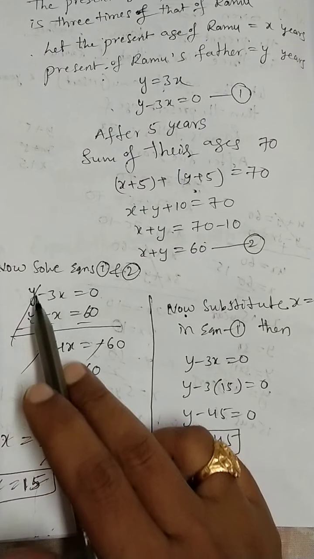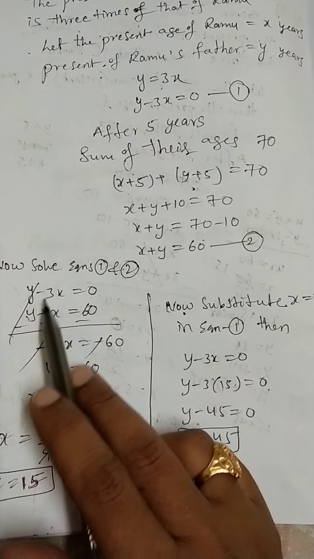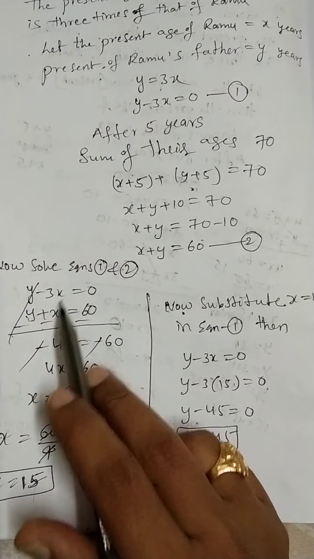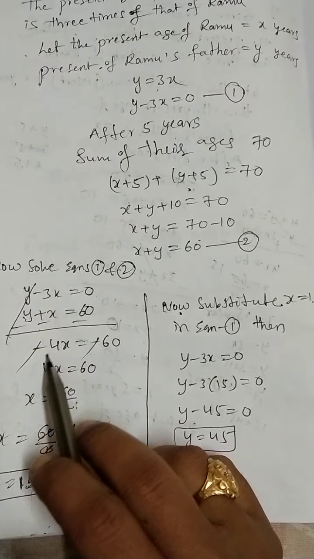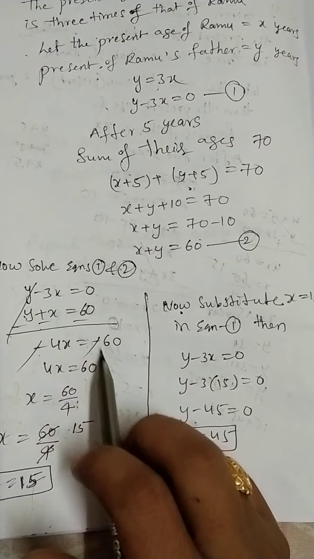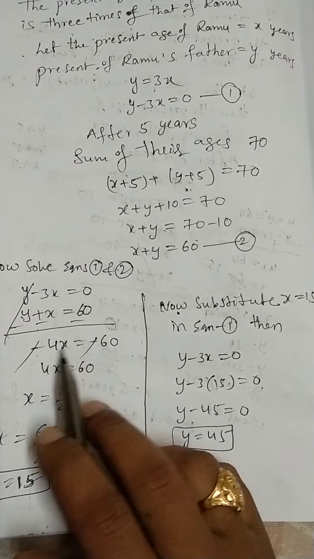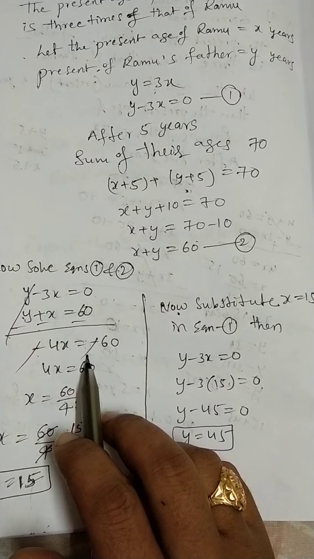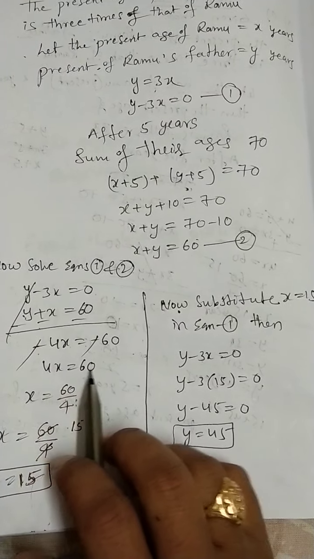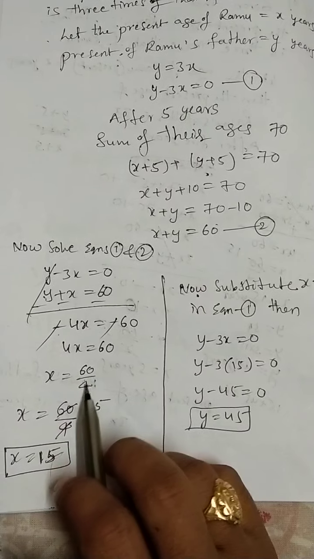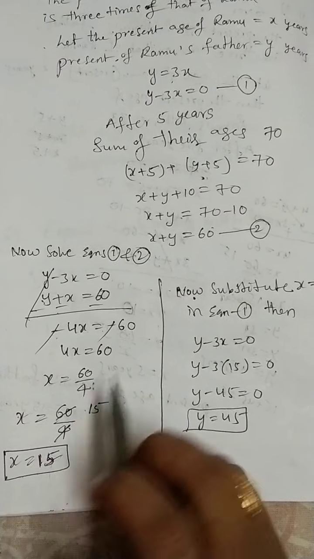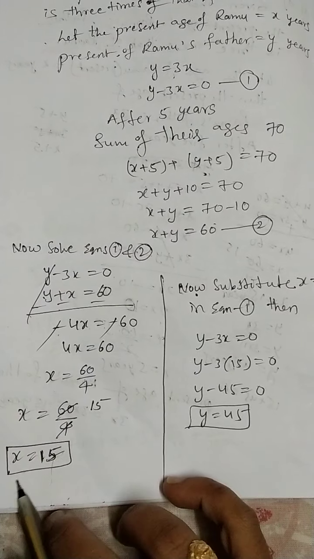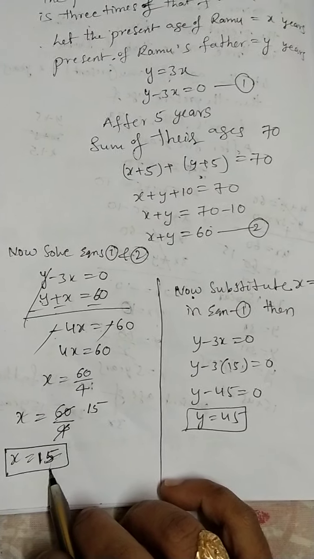Okay, so minus y plus y cancels. Here same symbol, minus 3x minus x, we get minus 4x is equal to minus 60. Now left side and right side both have minus symbol, so we can cancel. So 4x is equal to 60, x is equal to 60 by 4, transpose of multiplication is division. If you do the cancellation, x is equal to 15.